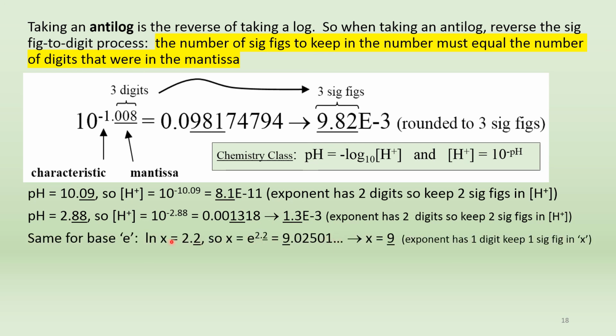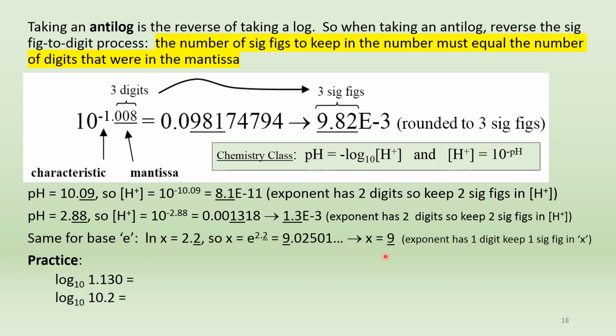The same is true for base e. So ln x is 2.2. That means 2.2 is a logarithmic number. 2 is the characteristic, and 0.2 is the mantissa. There's only 1 digit in the mantissa, so we're only going to carry 1 sig fig in our antilog, 9.